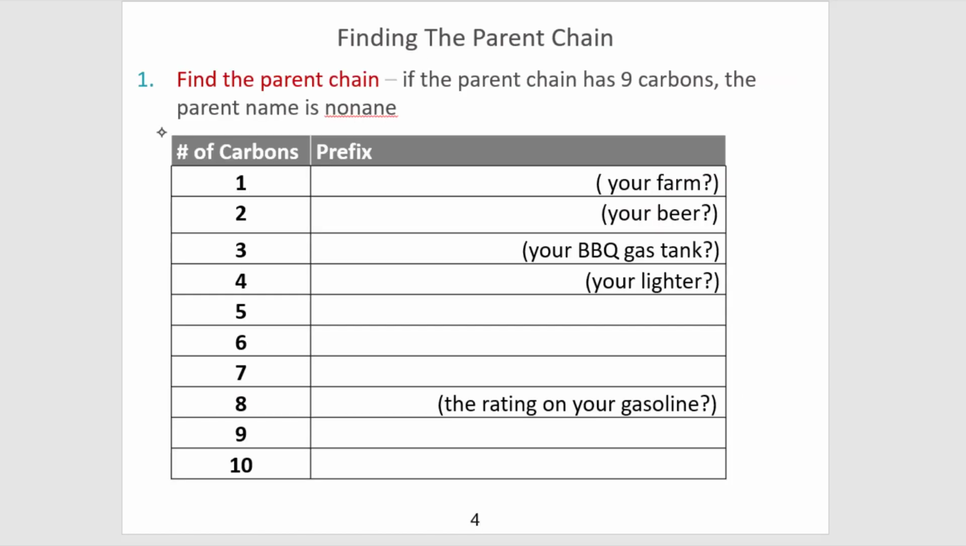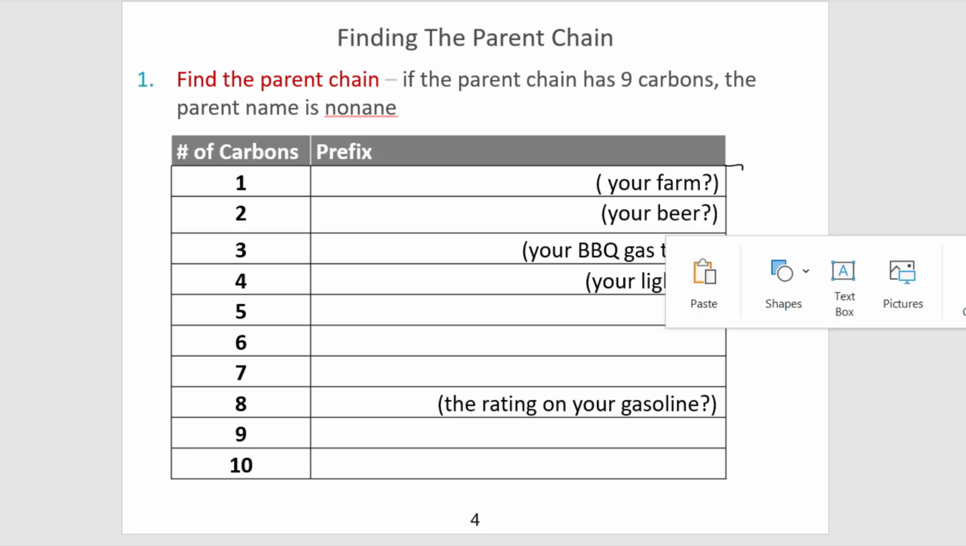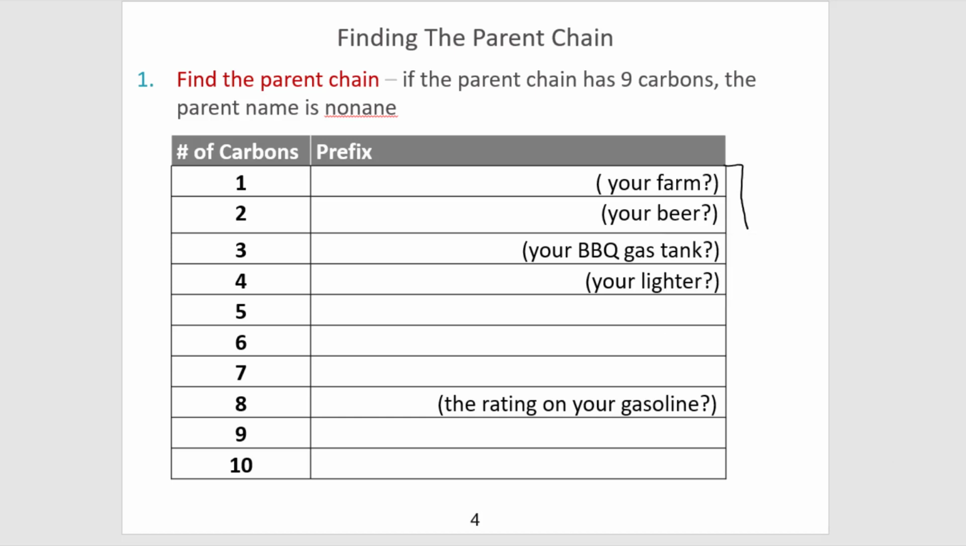Now we have to name that chain, and we have to use a suffix for the longest chain. So I'm only going to hold you responsible for 10, and let you know that I think the first 4 are the only ones that are not really that intuitive. So if you have 1 carbon, and that's your longest parent chain, something like CH4, that's the prefix meth. Methane gas. Think about it.